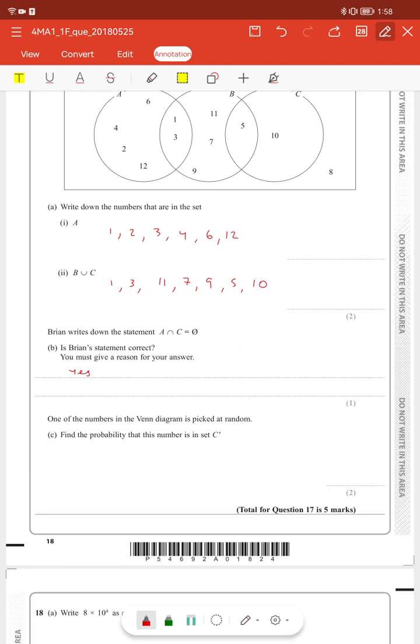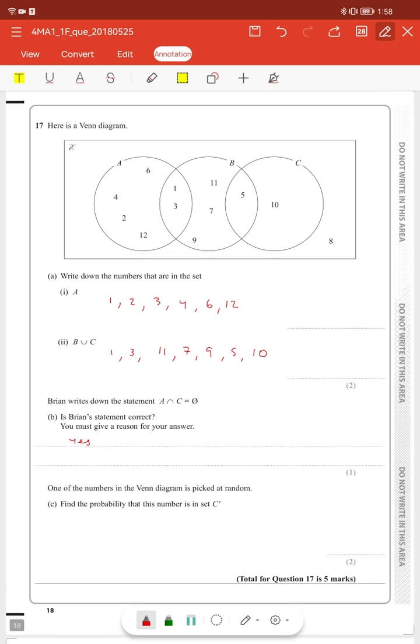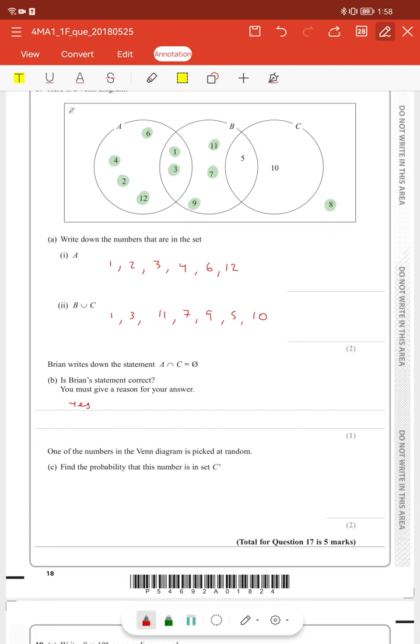One of the numbers is picked at random. Find the probability that it is not in C. Well, how many numbers do we have? 1, 2, 3, 4, 5, 6, 7, 8, 9, 10 are not in C. So it'd be 10 out of 12 numbers in total.